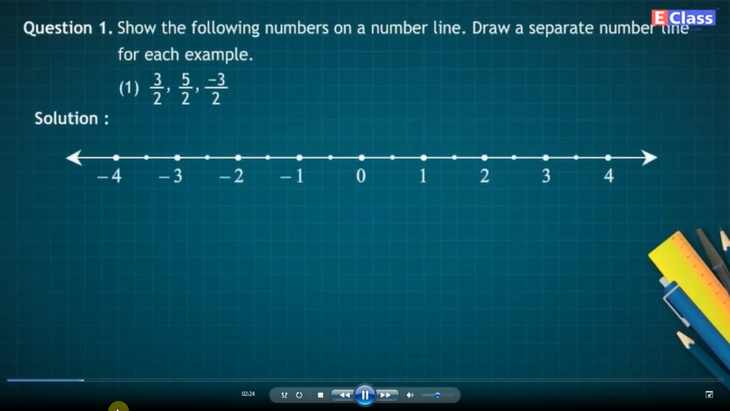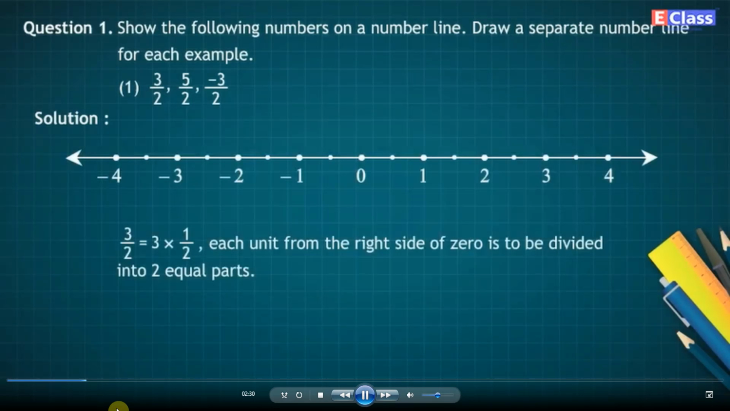Show the number 0 on a number line. 3 by 2 is equal to 3 multiplied by 1 by 2. Each unit from the right side of 0 is to be divided into 2 equal parts. The third point from 0 shows 3 by 2. 2. Now let us see 7 by 5, minus 2 by 5, minus 4 by 5 on a number line.